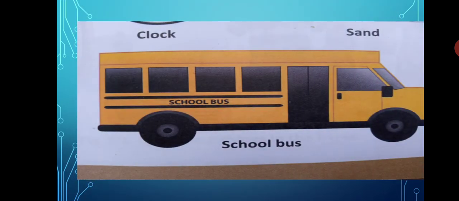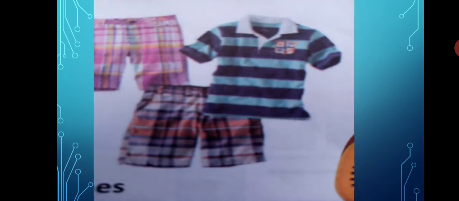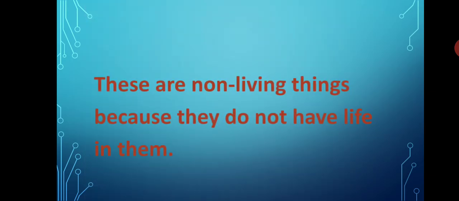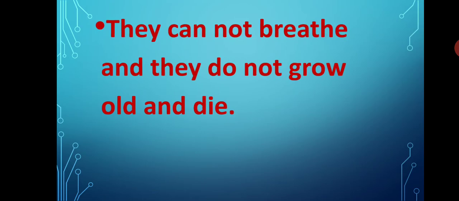A school box is a non-living thing. Clothes are non-living things. They do not have life in them. These are non-living things because they do not have life in them. So don't forget, non-living things are those things that do not have life in them. They cannot breathe and they do not grow old and die.